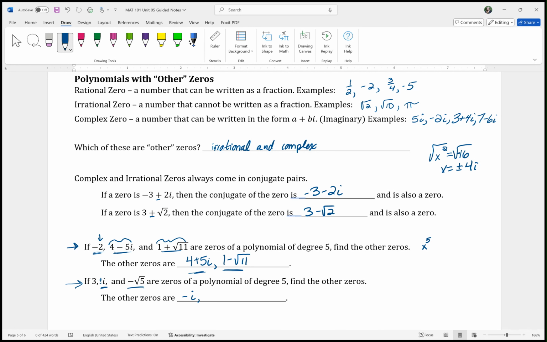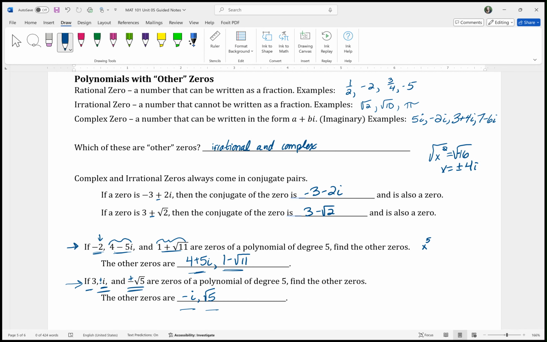Let's look at negative square root of 5. This is irrational. Okay, so we've got our negative. We need our positive. So we're going to have square root of 5. And that gives us 1, 2, 3, 4, 5 answers for a degree of 5.